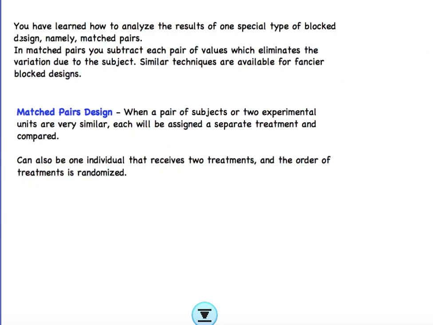Let's see, anything else? Oh, matched pairs. We've talked about this a bunch, but just remember you can do it a couple of different ways. You can pair 2 people up. So these 2 people are similar, and I would flip a coin and randomly assign, let's say heads, you get treatment 1, tails, you get treatment 2. So let's say I take this person and I flip the coin and it's tails. This person will get treatment 2, so this person will get treatment 1. And then we're going to compare.